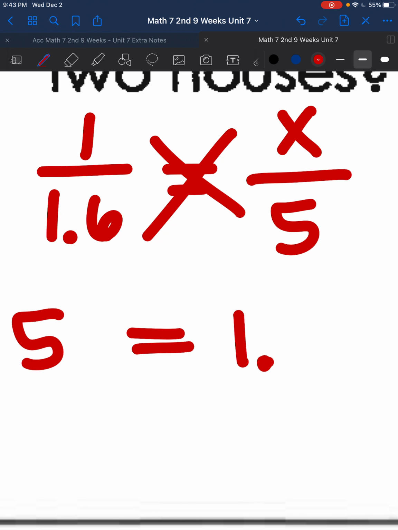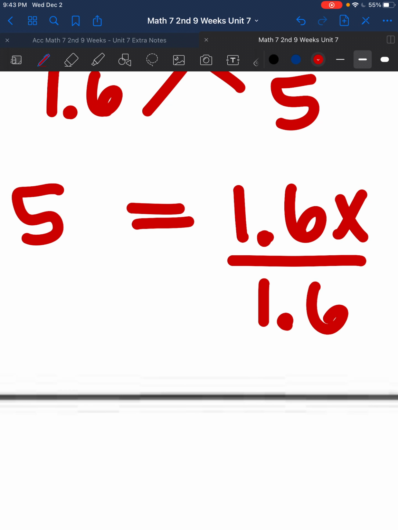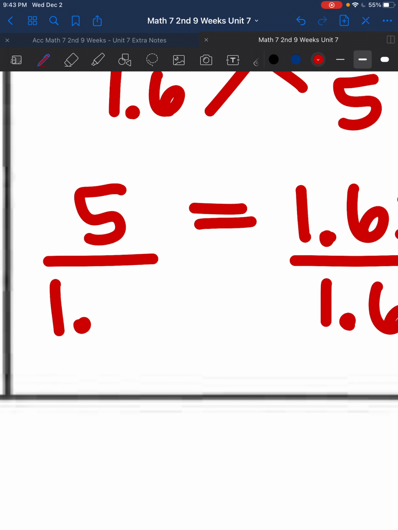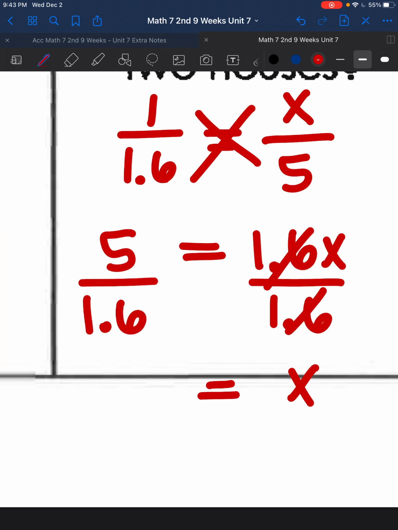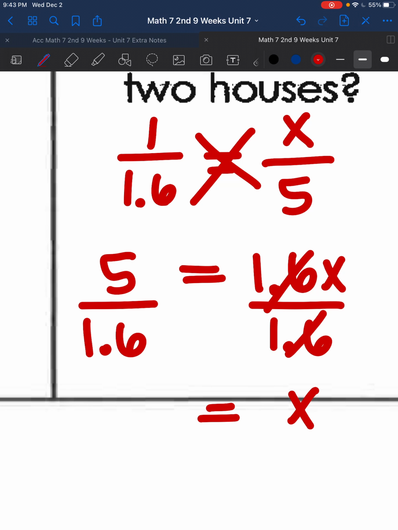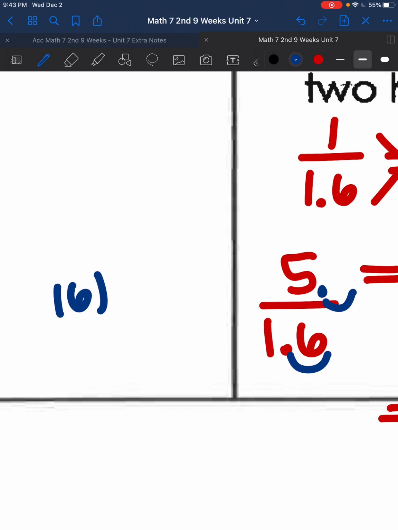So now I'm ready to cross multiply. 1 times 5 is 5. And then 1.6 times x is 1.6x. So now to get that x by itself, I divide by 1.6 on both sides. So x equals. Now, division with decimals. I know I want to make that a whole number, so I'm going to move that decimal point one place over. But if I do that there, I have to do that up here as well. So I'm really going to divide 50 by 16.